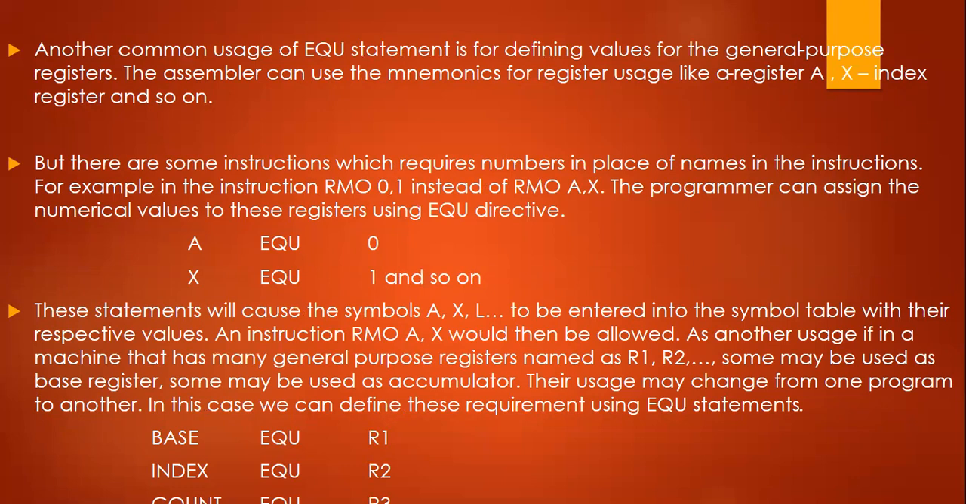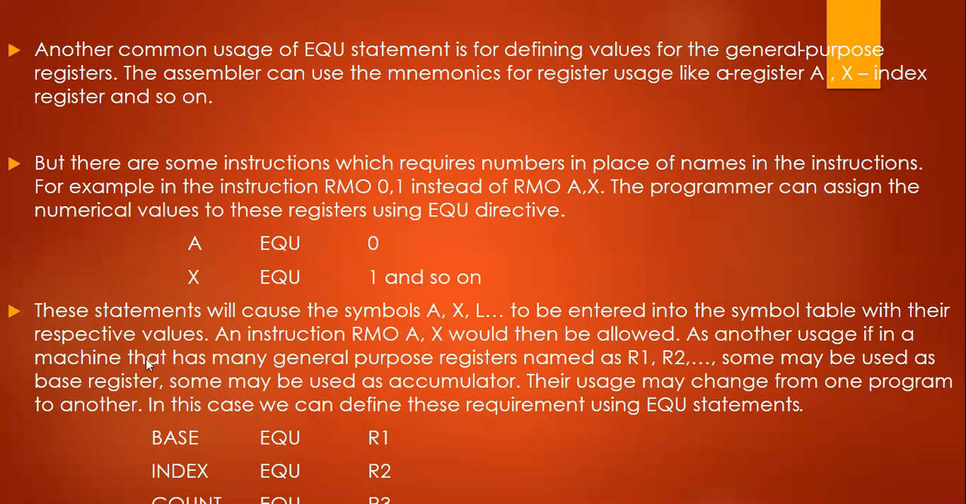Another common usage of the EQU statement is for defining values for the general purpose registers. The assembler can use the mnemonics for register usage, like register A, comma, X index register, and so on. See here, some instructions expect the name of the register, some instructions expect the numerical representation of the registers exactly. So if you want to assign a numerical value for such a register, we can go for using this EQU statement.